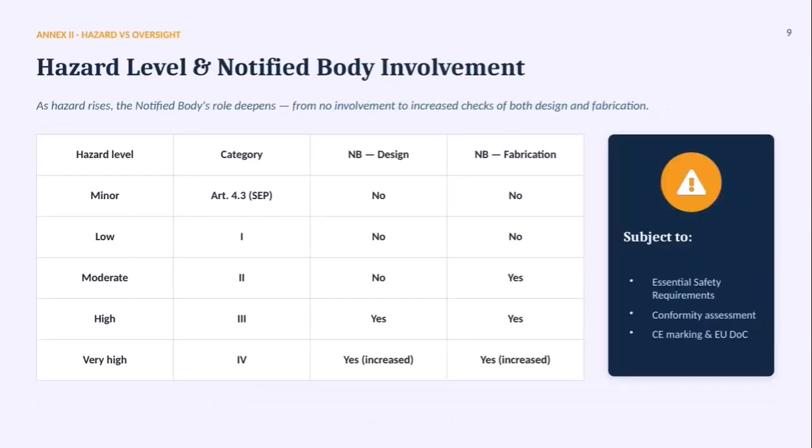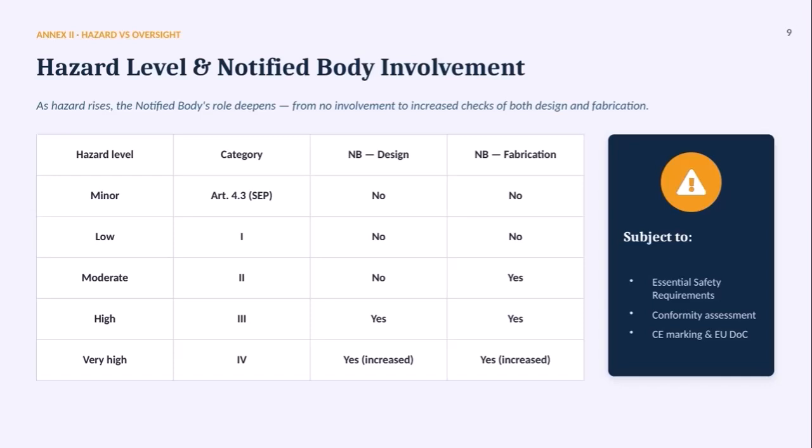Here, we can see how the involvement of the notified body changes according to the hazard level of a product. The key point to note is that as the hazard level increases, the role of the notified body becomes more significant. For minor and low hazard levels, which fall under Article 4.4.3 and Category I respectively, there is no involvement from the notified body in either design or fabrication.